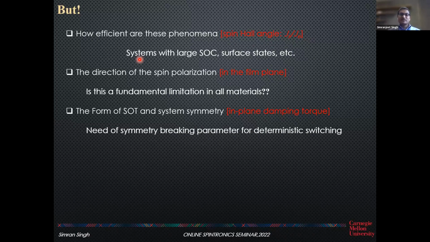Another thing which is important in this context is the direction of the spin polarization. If you look at spin Hall effect and Rashba-Edelstein effect in most of the systems studied so far, until very recently, you will find that the spin currents are oriented in plane. And because they are oriented in plane, it has huge implications for what kind of spin orbit torque they can induce on the nearby magnetic film.